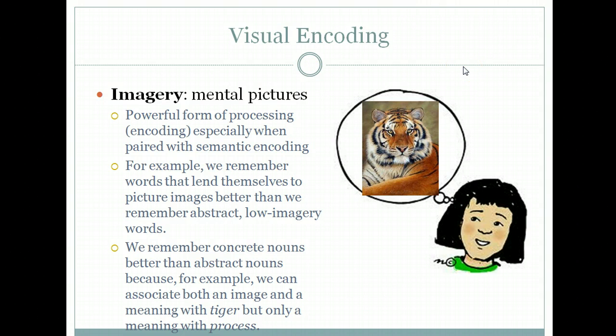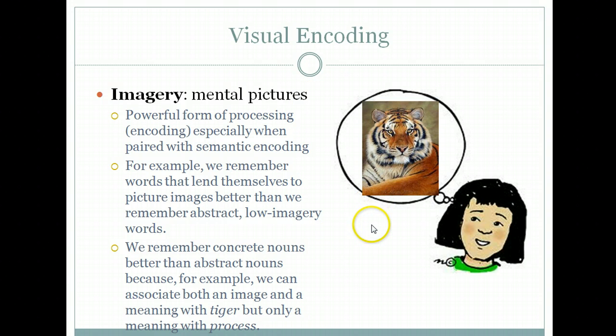So there are some different ways that you can visually encode. One of them is imagery and looking at mental pictures. This is especially powerful when we pair it with either semantic encoding or acoustic encoding. So if you think about those of you that were in the group where I asked you just to remember the pronunciation of the phrases, a lot of you probably didn't take advantage of imagery as well, which meant you weren't able to remember as many of the questions as those people that both heard the terms and had a mental picture in their head.